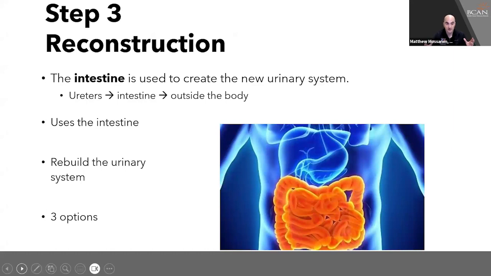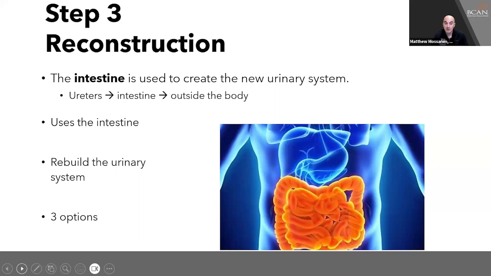So the third part of the operation is the reconstruction. At this point, the surgeon has removed the bladder, the nearby organs, and the lymph node tissue, and now it's time to reconstruct the urinary system. The concept is that the ureters, which are the tubes connected to the kidneys that carry urine, are going to be sewn or attached to a piece of intestine that will somehow eventually make its way outside the body.